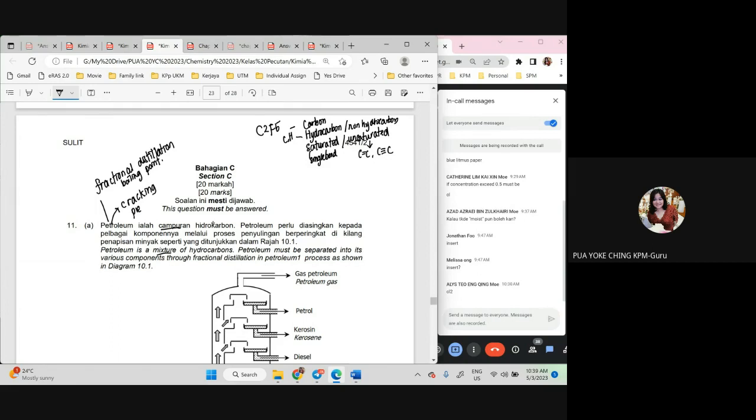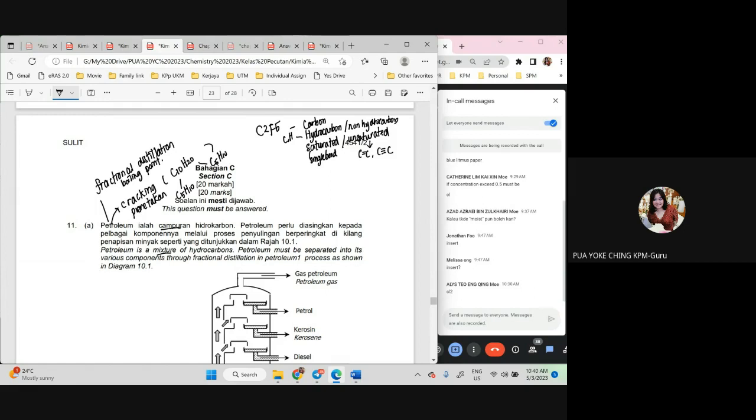And then another one you have cracking. BM dia panggil peretakan. Peretakan fungsi dia ialah dia nak dari satu molekul yang panjang jadi satu molekul yang kecil. Contoh C10H20. So dia akan jadi C5H10, C5H10. Okay? So cracking adalah untuk pendekkan rantai dia. Dari satu molekul yang panjang jadi satu molekul yang pendek.